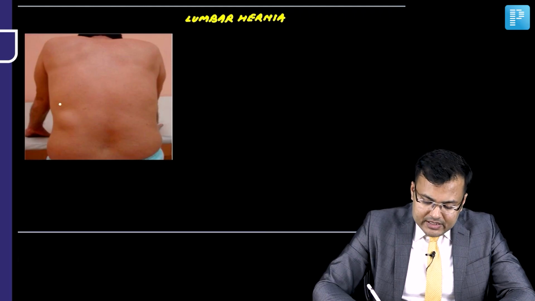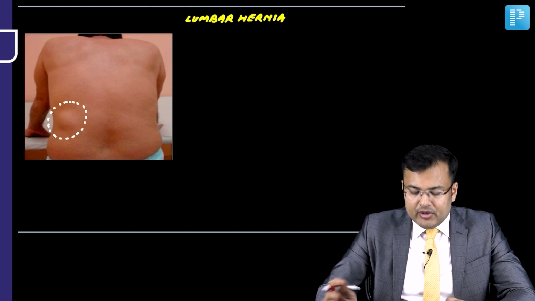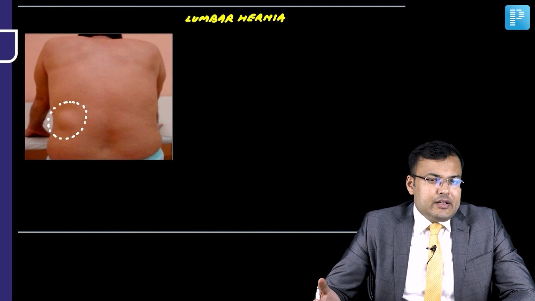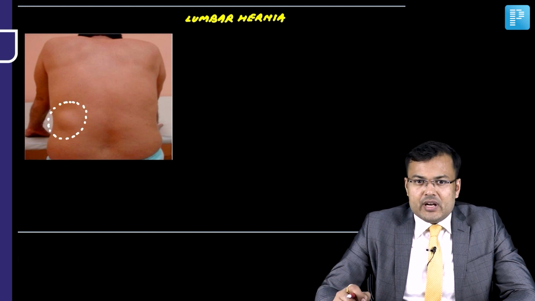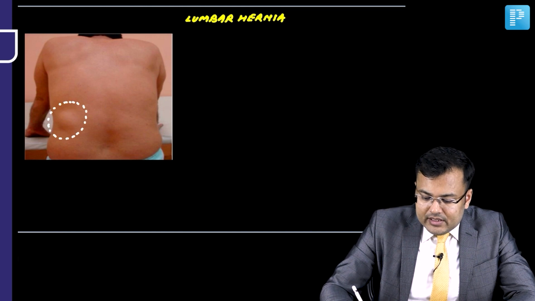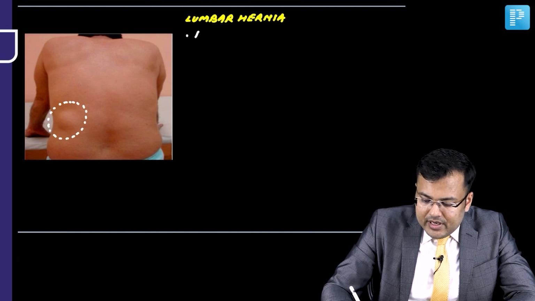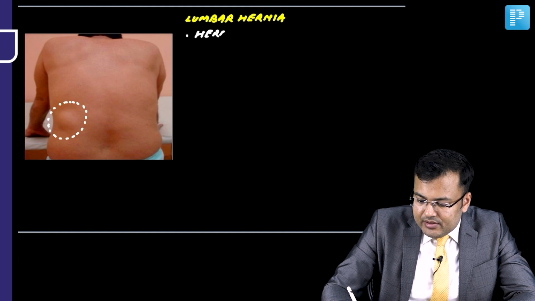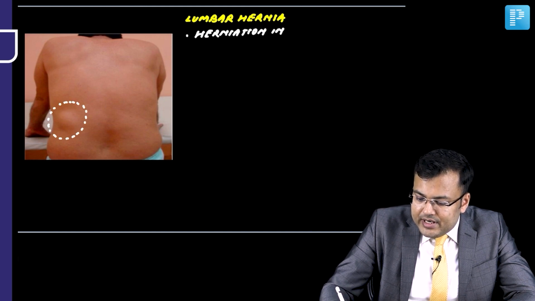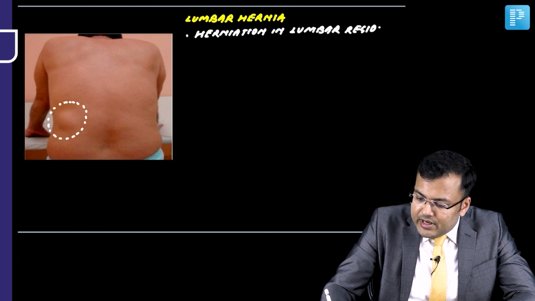See this image, in this case, you can see that there is herniation in the lumbar region of the posterior abdominal wall. Whenever there is herniation in the lumbar region of the posterior abdominal wall, this is known as what? Lumbar hernia.